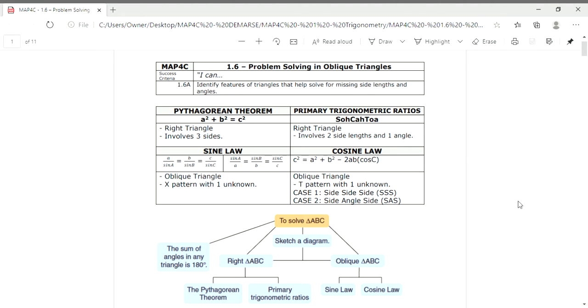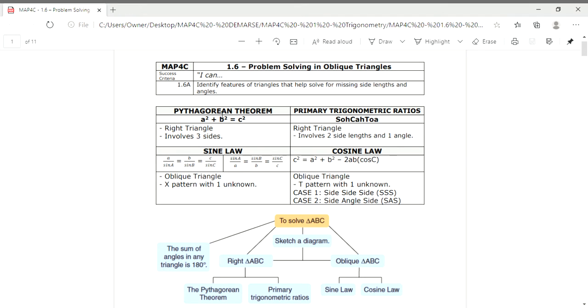This is the readout for Chapter 1.6, Problem Solving in Oblique Triangles. Now this chapter is just a quick review of the laws and the rules for solving triangles that we've looked at throughout this chapter. And we'll talk about the circumstances where to use each one, as well as a brief overview of each of the rules and tools that we have learned.